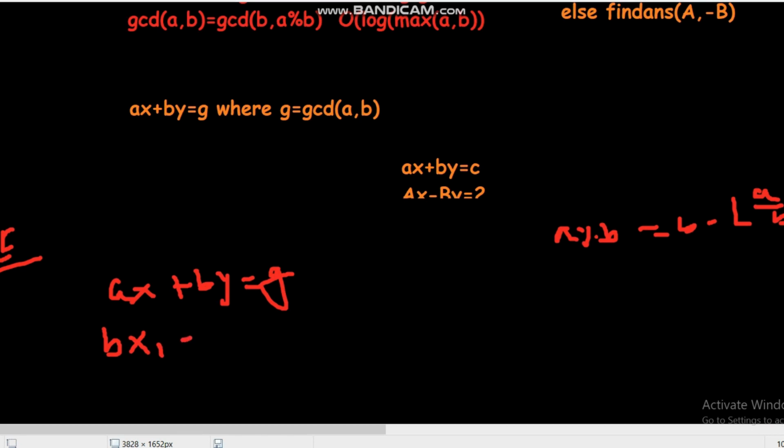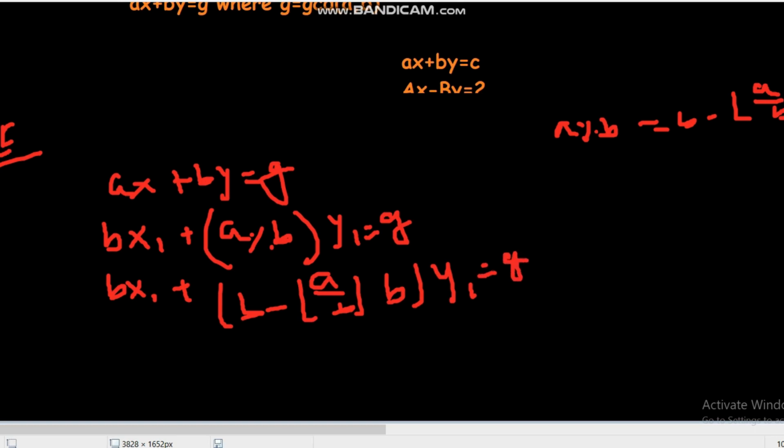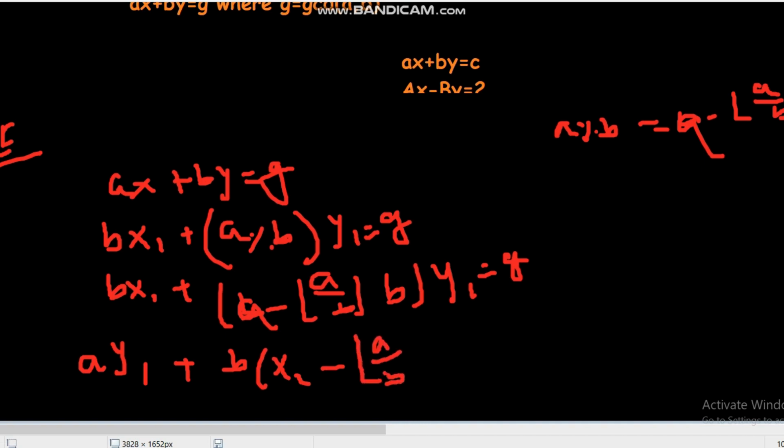So let me write b x1 plus a modulo b into y1 equals g. Now if we replace the value of a modulo b here, we get b x1 plus, a minus floor of a by b into b, into y1 equals g. Now if we separate out the terms of a and b, this will be a y1 plus b times x1 minus floor of a by b into y1, equals g.